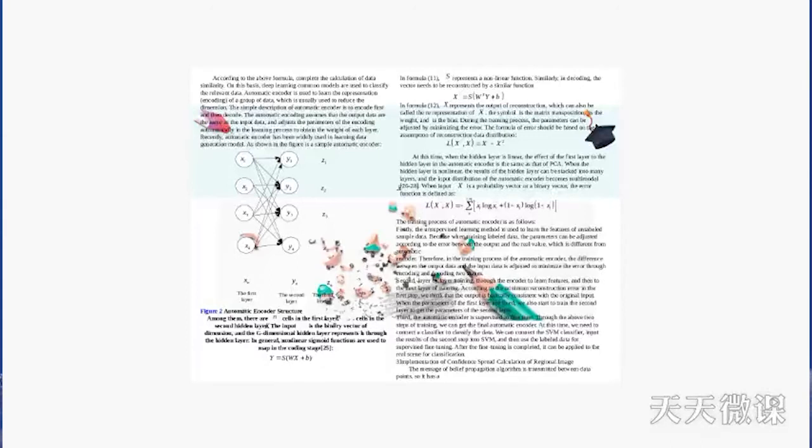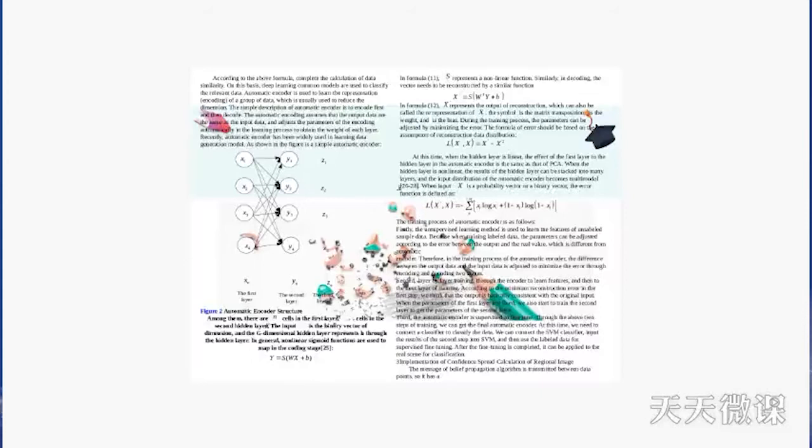According to the above formula, complete the calculation of data similarity. On this basis, deep learning common models are used to classify the relevant data. Automatic encoder is used to learn the representation and coding of a group of data, which is usually used to reduce the dimension. The simple description of automatic encoder is to encode first and then decode.